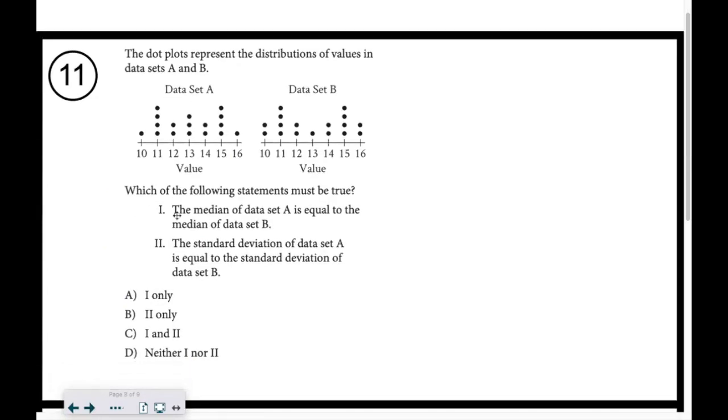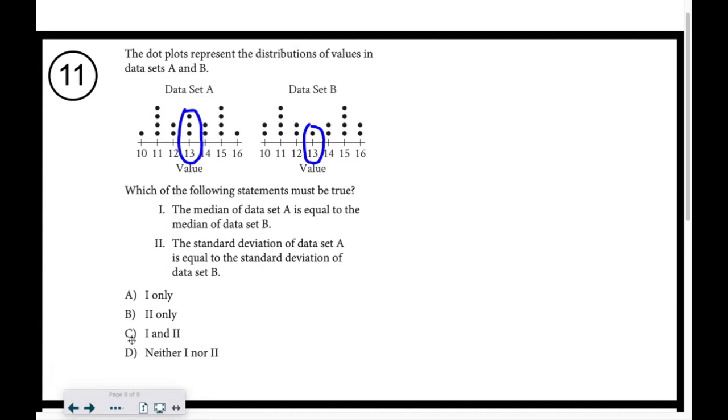Okay, number 11. So what we're talking about here is median and standard deviation of a dot plot. Both of these dot plots are symmetrical, right? So this one has like 1, then 4, then 2, then 3, then 2, then 4, then 1. Same thing here. It's like 2, then 4, then 2, then 1, then 2, then 4, then 2. So clearly the middle is the same.